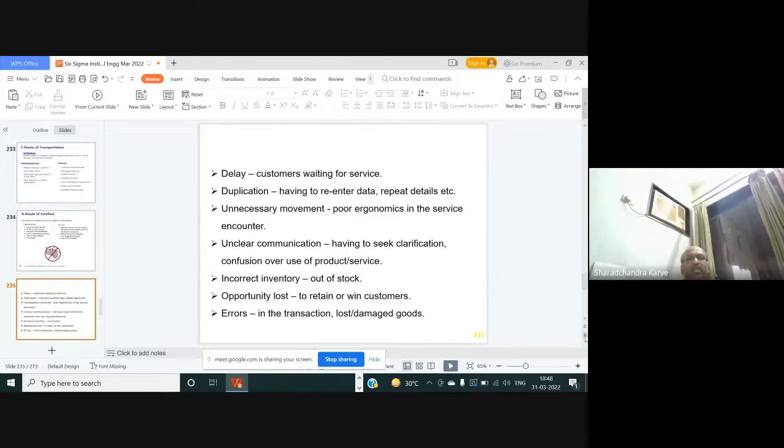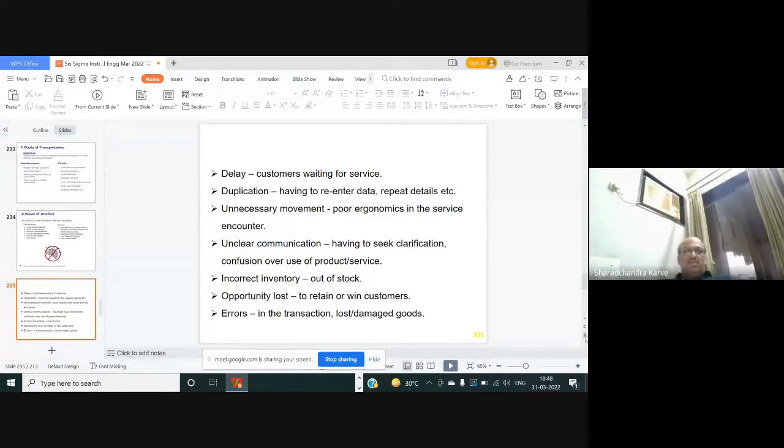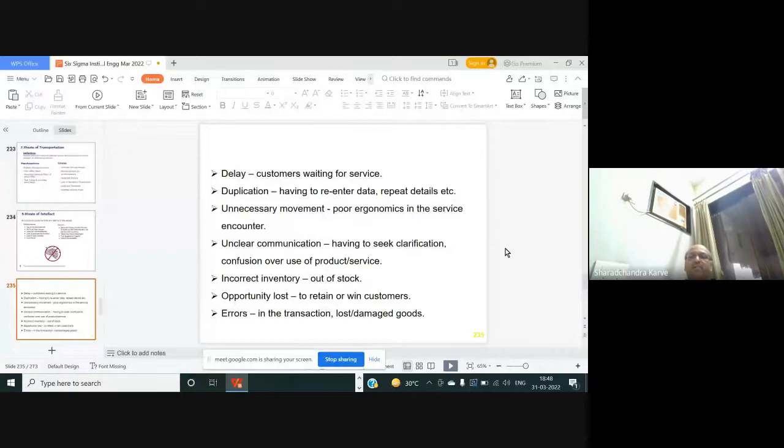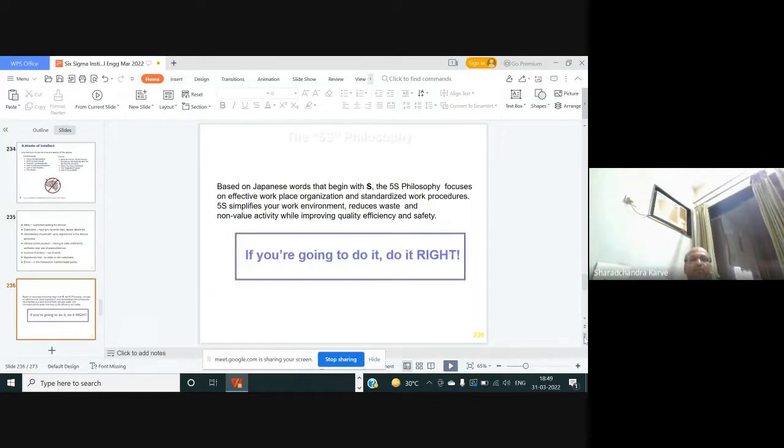There are many other areas where you can identify non-value added activities: delay, customer waiting for service, duplication, re-entering data, repeating details, unnecessary movement, unclear communication, incorrect inventory, out of stock, opportunity lost, or errors in processing. These are a few more examples.